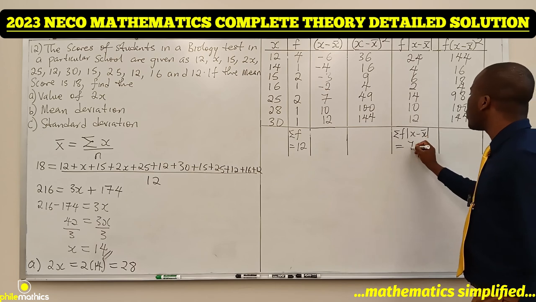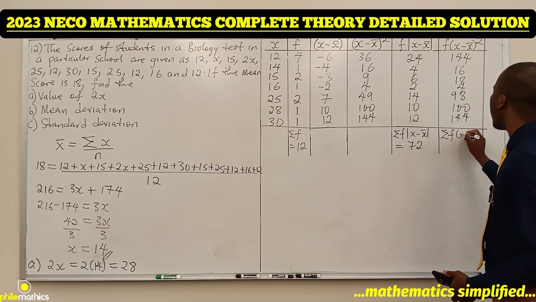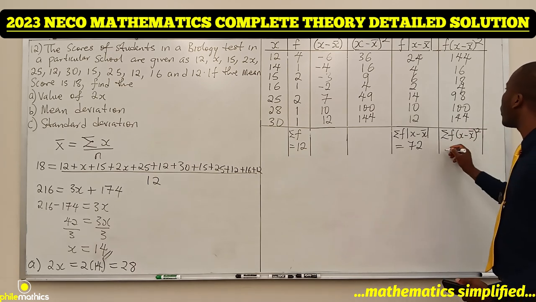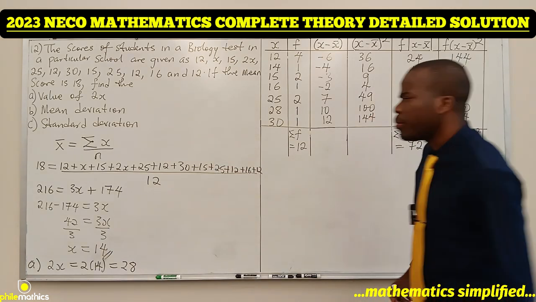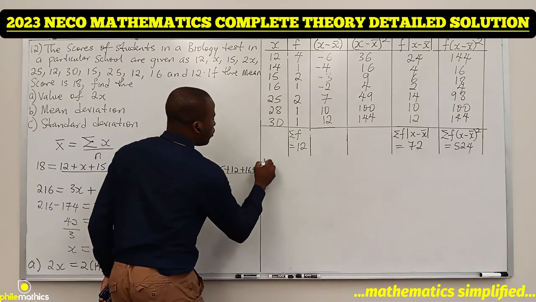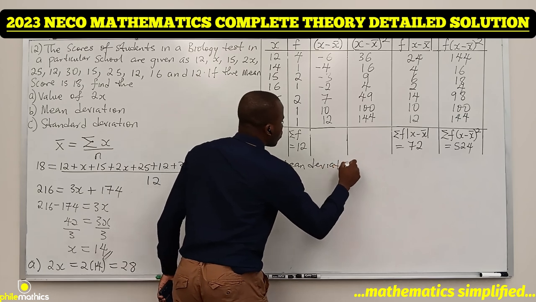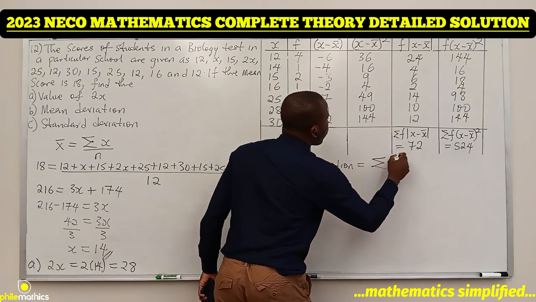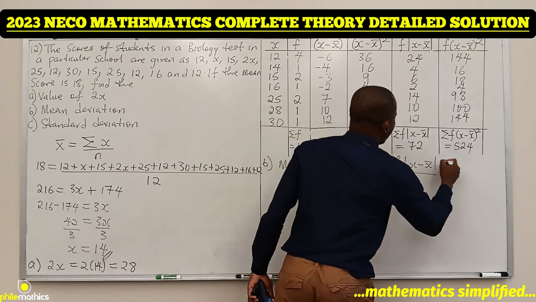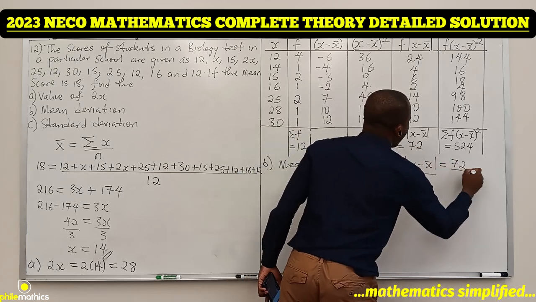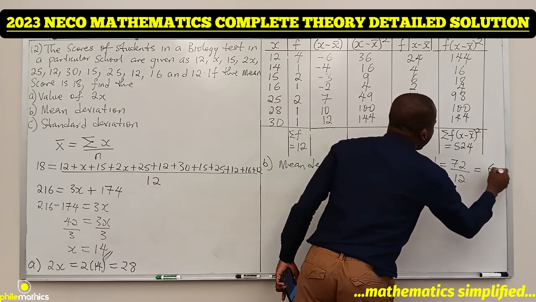We'll have this as 72. And if we sum this, we'll have sum of f x minus x bar square. We'll have this as 524. So to find the mean deviation, B, the formula says summation of f x minus x bar over N. So this would be 72 over the frequency, which is 12, and if we divide it, this is 6.